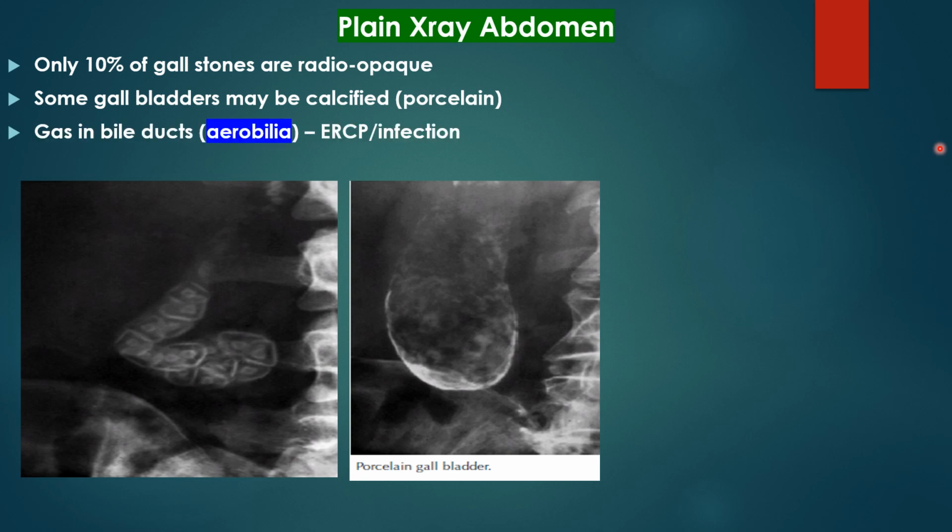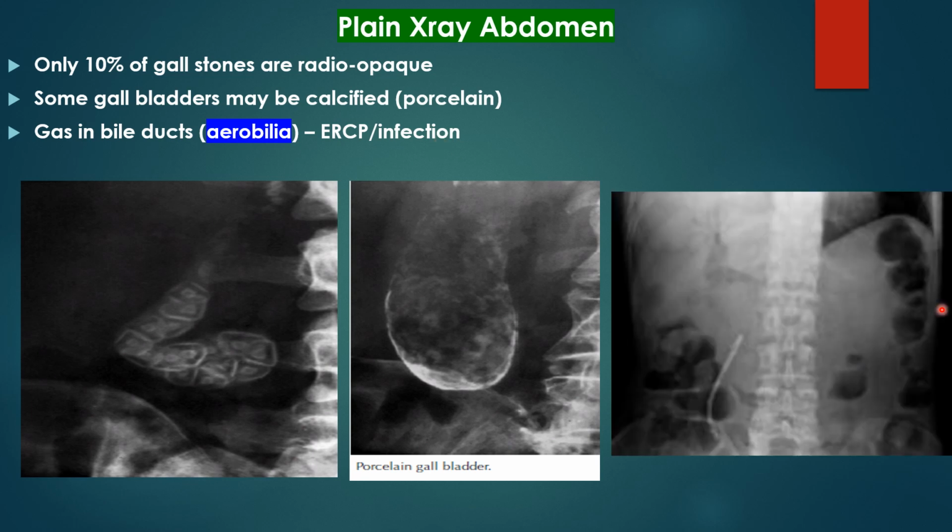And thirdly, gas in the bile ducts, also known as aerobilia. This is usually due to infection of the bile ducts, especially these days with the widespread use of ERCP. Infection may be an important complication. Here is an X-ray showing you aerobilia, air in the biliary tract. As I said, these days most commonly manipulation, ERCP, and the manipulation of the bile ducts is a common cause of this aerobilia. So you have gallstones, porcelain gallbladder, and aerobilia, all diagnosed on plain X-ray abdomen.